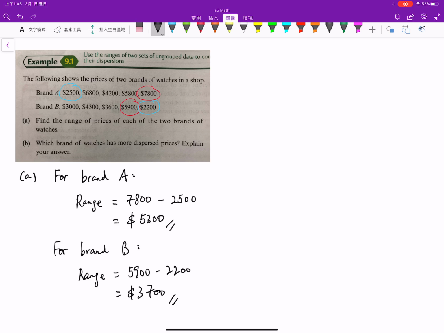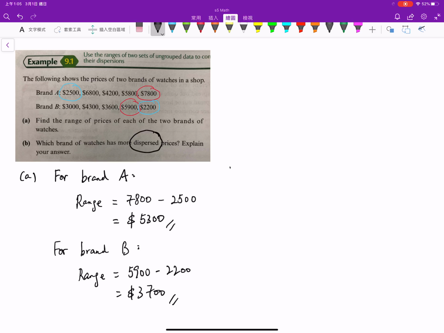And now part B, which brand has more dispersed price? Here you should understand what dispersed means. Dispersed means the distribution is wider, that means the distance between the data is larger. If it is more dispersed, then we simply compare the range. The one with larger range is more dispersed.